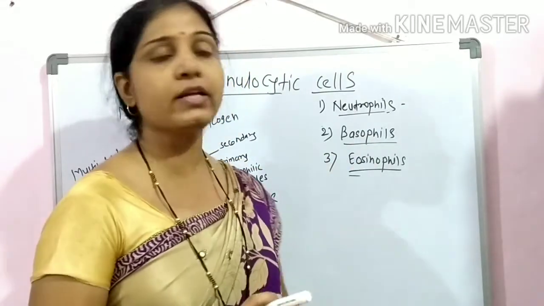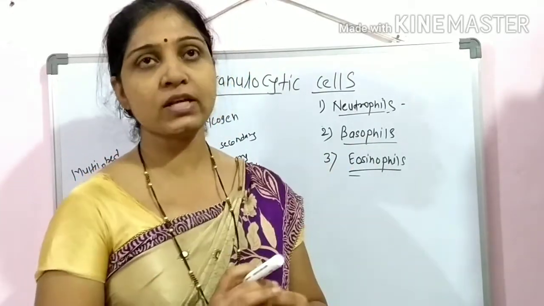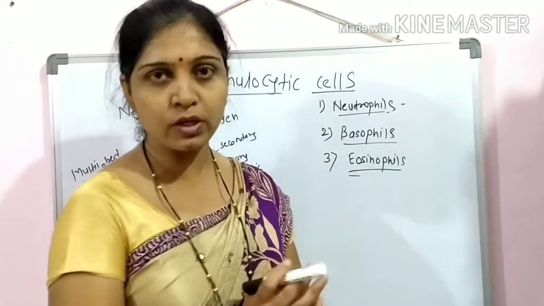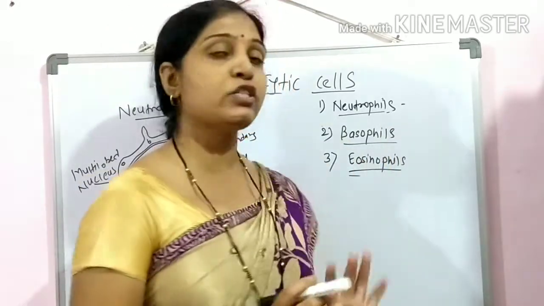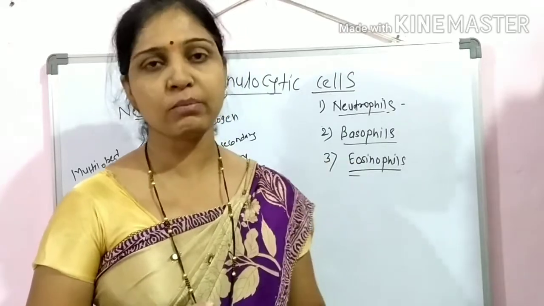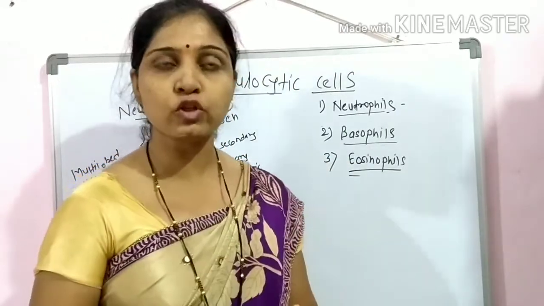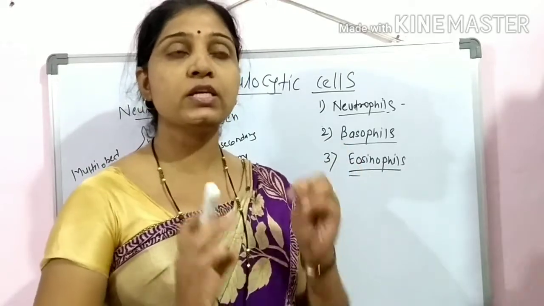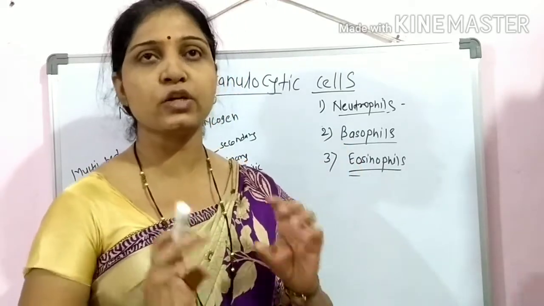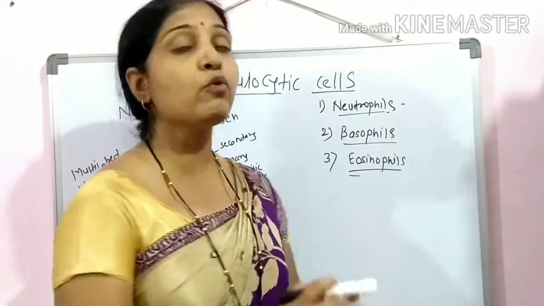The second one is the basophil. These basophilic cells have a bilobed nucleus and are stained by the basic dye, that is methylene blue, so they are called basophils. The third one is the eosinophils. These eosinophils are stained by the acidic dye, that is eosin red, so the name is eosinophils.